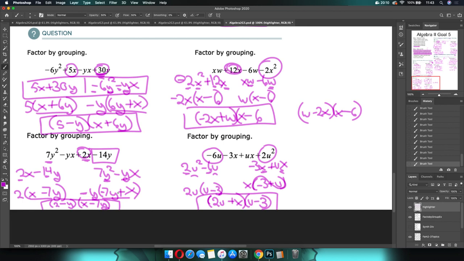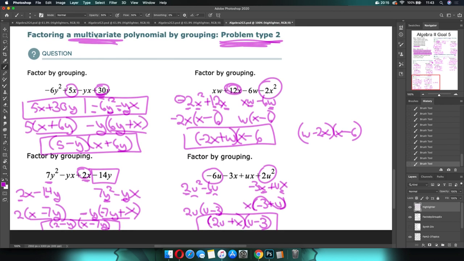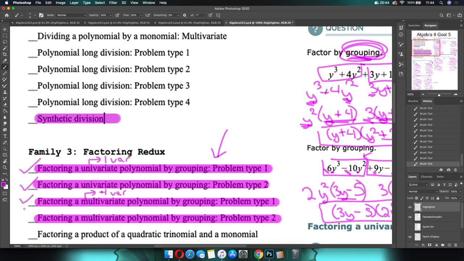So don't be afraid for this topic, problem type 2 for multivariate, to do a little bit of experimentation. I have done this topic enough times where there have been moments where I did not pick the right number and then I had to start from scratch. Do not let yourself be afraid of that. You are doing the exact same thing every single time. The only thing that's new about this particular topic is that you're reordering your numbers and you're picking which pairs you are using together. So that covers everything from this select of highlights.